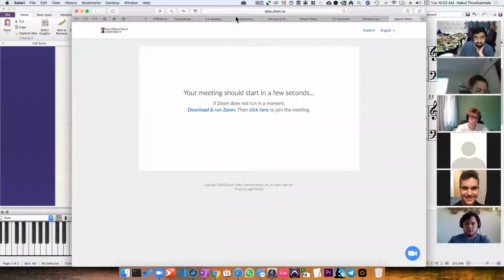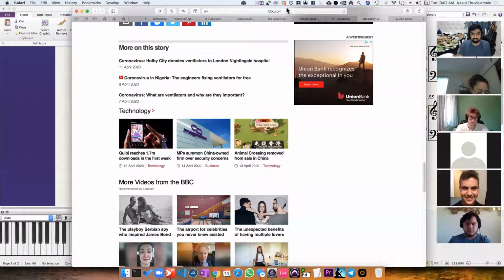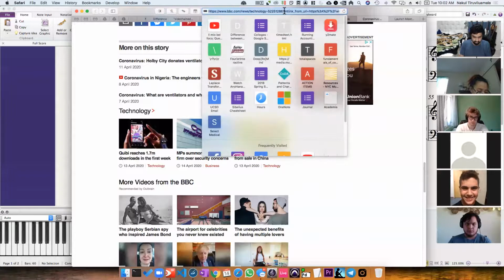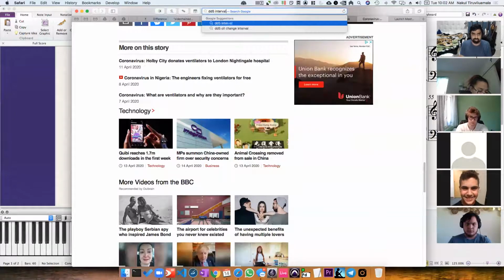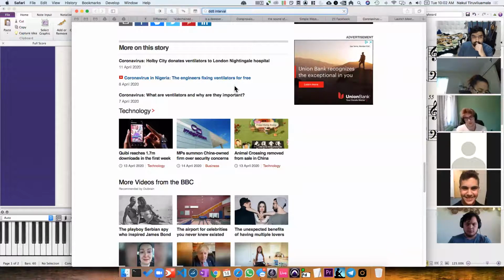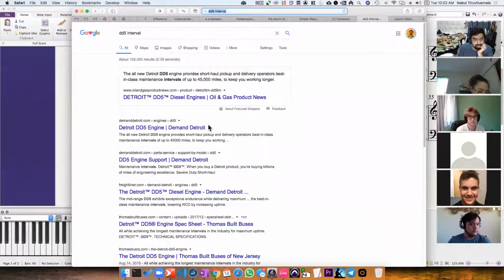So if I have, okay, let's see, doubly diminished fifth interval. Oh, because you put AA2 for doubly augmented second instead of doubly augmented. Okay, so this is obviously not what I'm trying to see. The new Detroit DD5 engine provides short. I mean, that's cool and all.